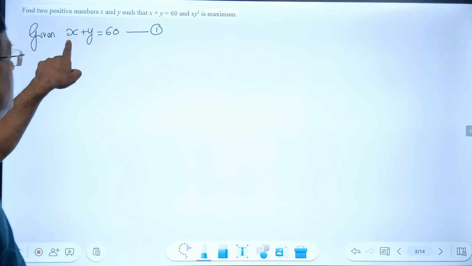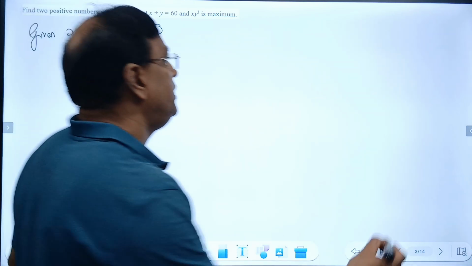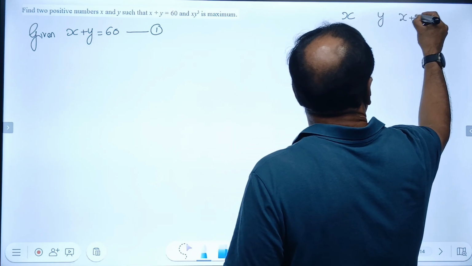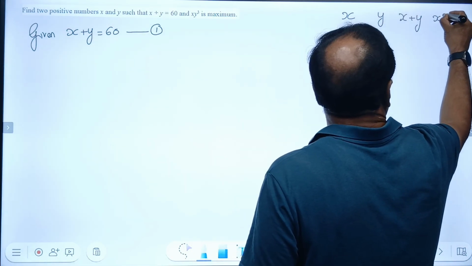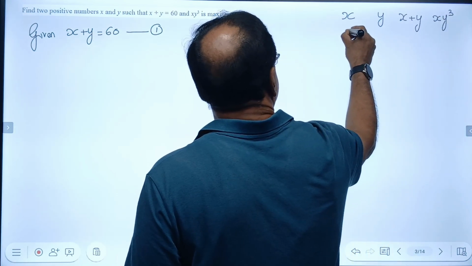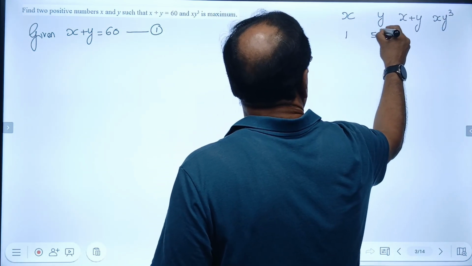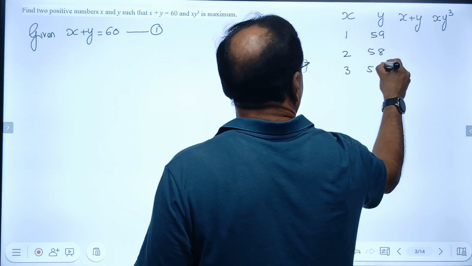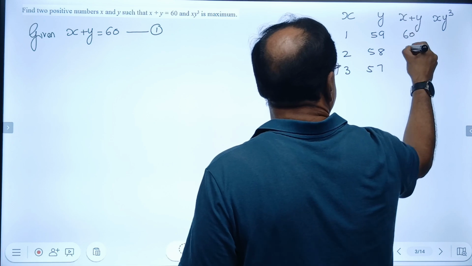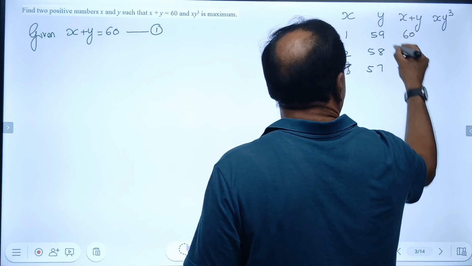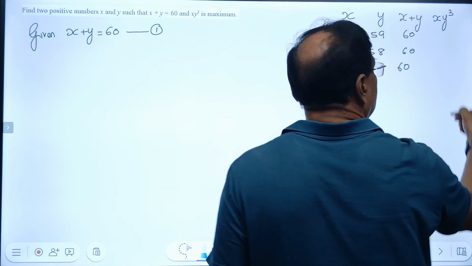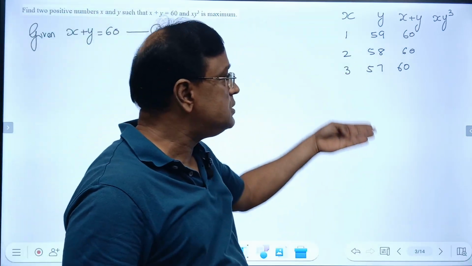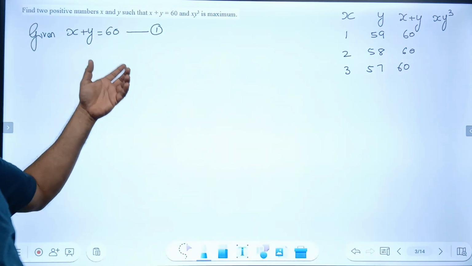Okay. So what are the variables? X and y are variables. So what is the meaning of that? For example, I have x and I have y and I have x plus y, and I can also compute x y cube. So if I say x is 1, say y will be 59. When x is 2, it will be 58. When x is 3, it will be 57. In all these cases, the sum is always 60. And correspondingly, you find x y cube and look for what is the maximum value, and that is the answer. But to do all this is going to be tedious, but calculus makes it very, very simple.